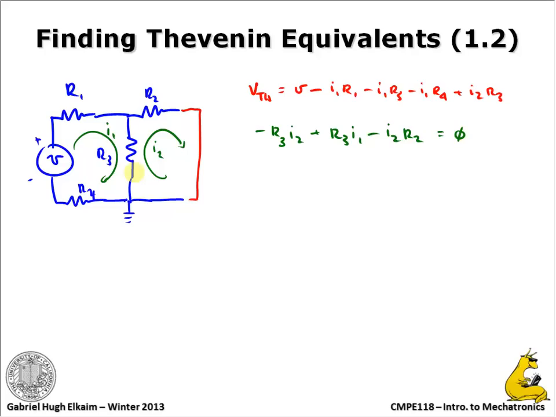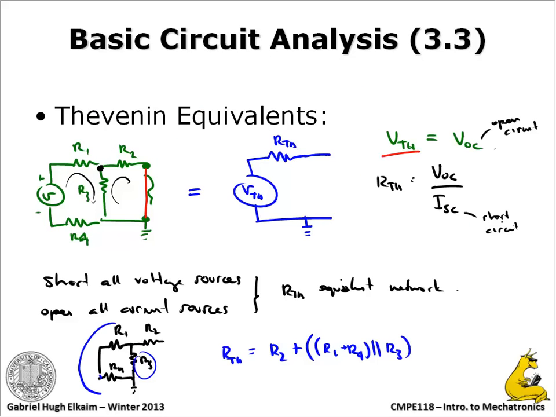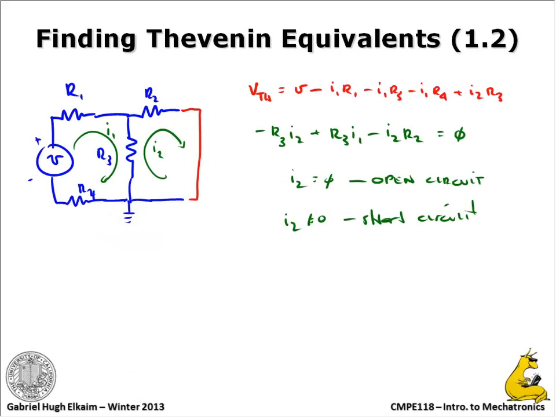I basically just go around and add up the voltage drops. And then we say, I2 equals zero is open circuit, and the other way is that I2 not equal to zero is my short circuit. I can go back and redo this analysis that way as well. Okay, so there we are. Everything is done.